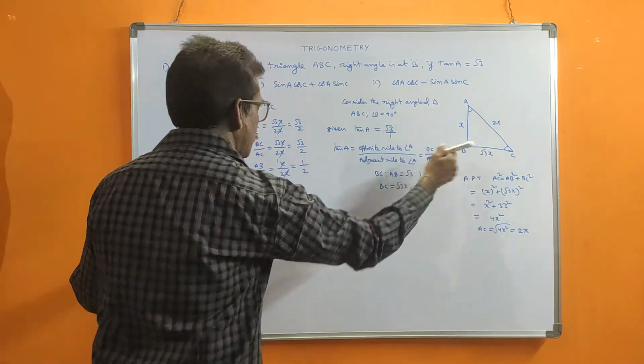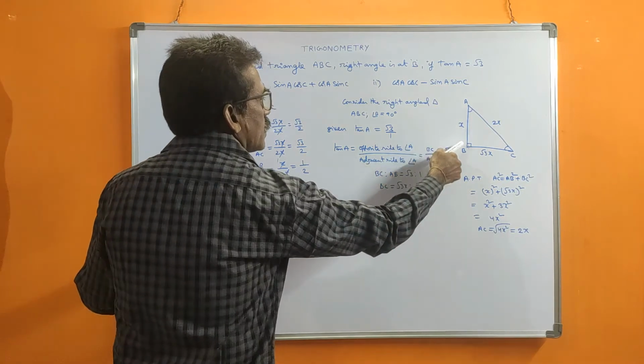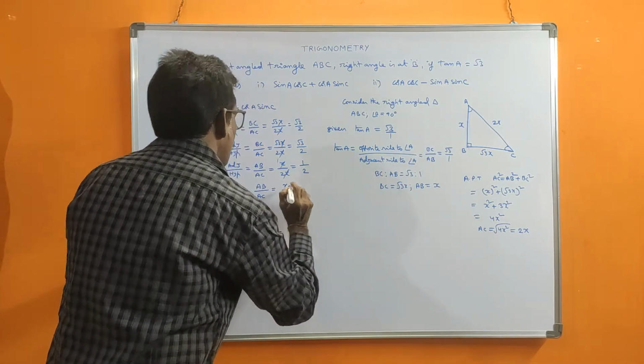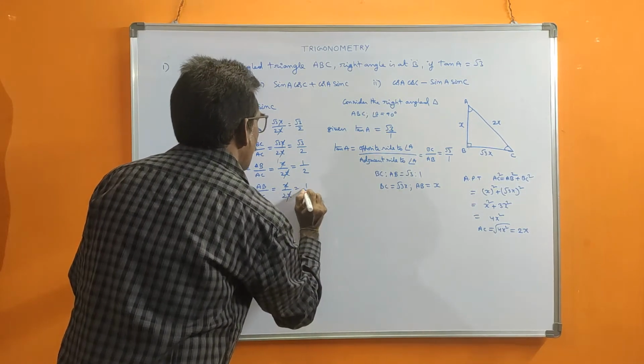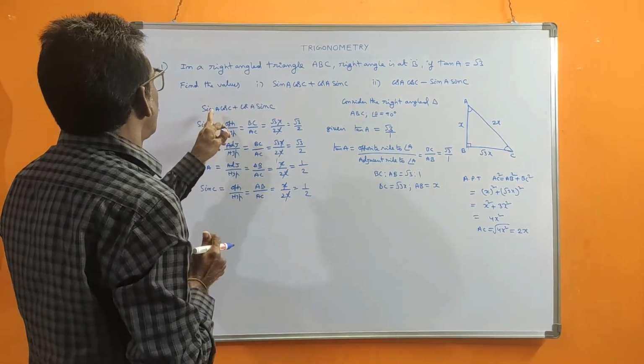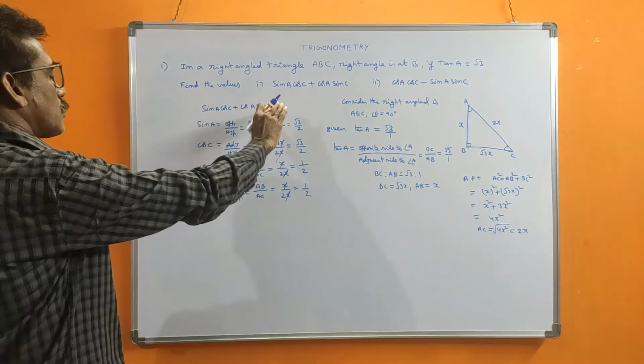Hypotenuse is AC. Okay, right? AB value is x, AC value is 2x. X cancels, 1 by 2. So once you have individually calculated all the values, now the total value.